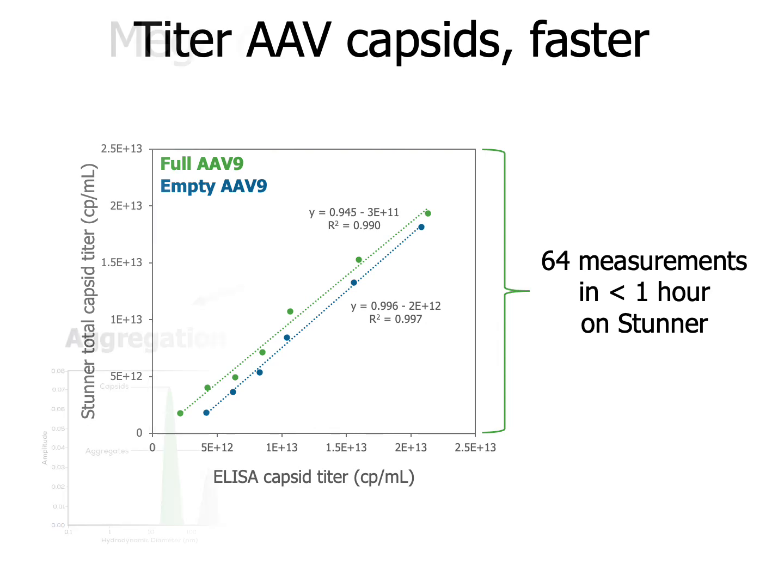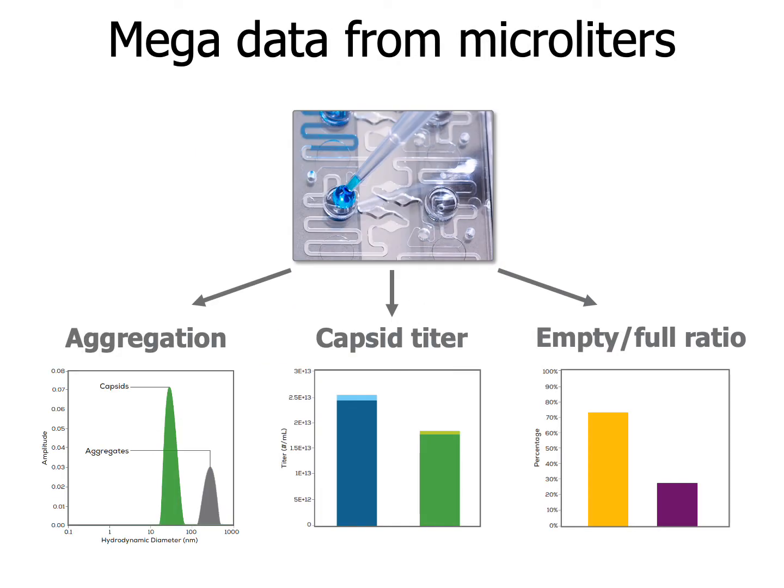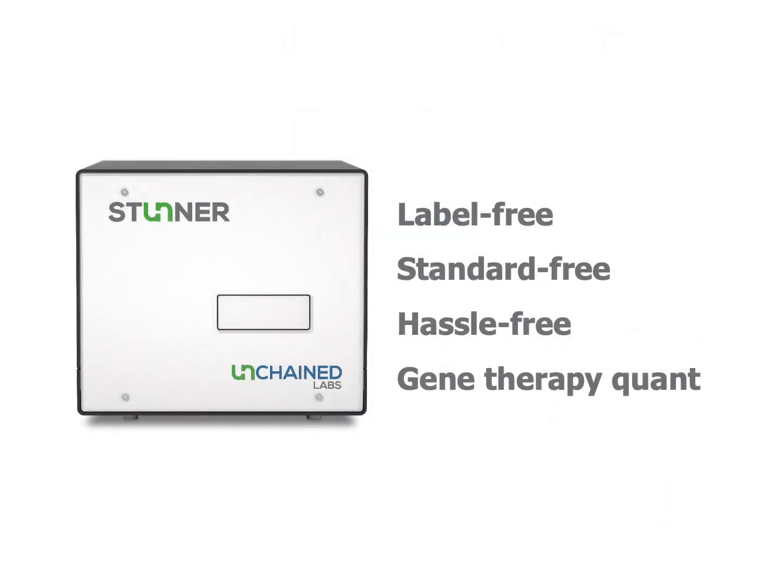with no sample prep. From only 2 microliters, Stunner combines UV-Vis, DLS, and SLS data to tell the whole story about your AAV, delivering mountains of data about sample aggregation, AAV full and empty capsid titers, and empty-full ratio. So that's how Stunner delivers label-free, standard-free, and hassle-free gene therapy quant.